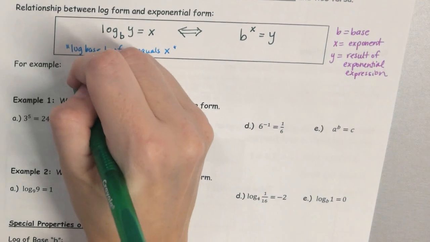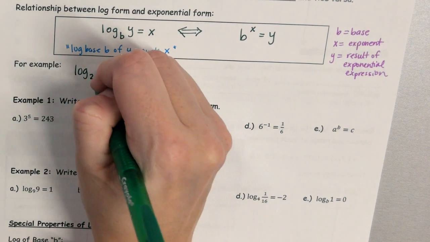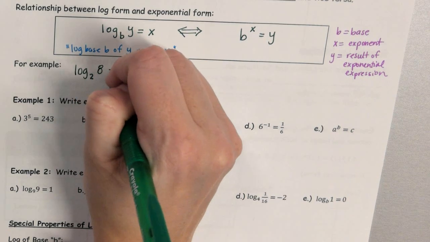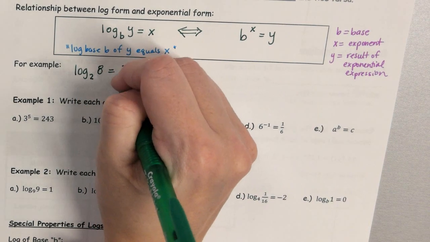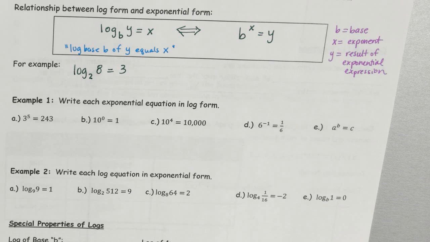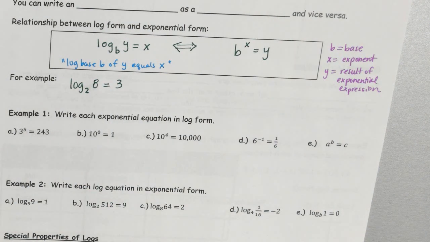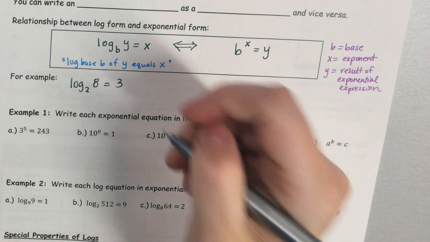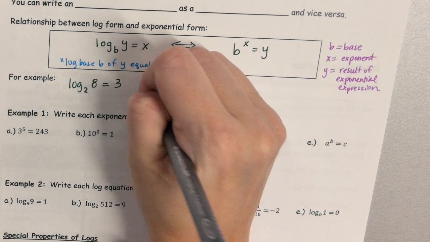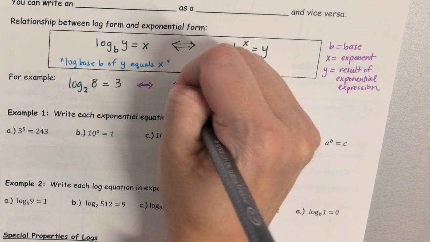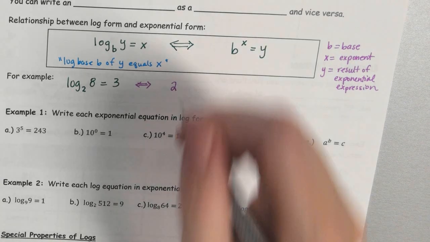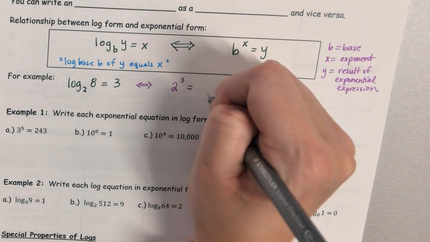All right, so let's do an example. If we have log base 2 of 8 equal to 3, let's see if we can write that in exponential form. So what would you start with? What's the base? And this should be a true statement, right? So this is going to be 2 to, what would the power be? What's the exponent? 3. And what's 2 to the third equal? 8.